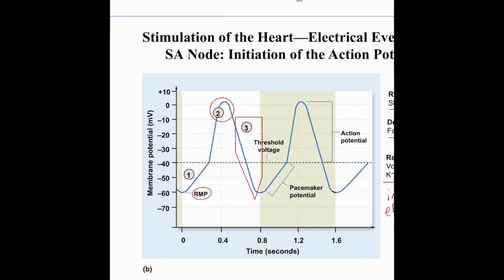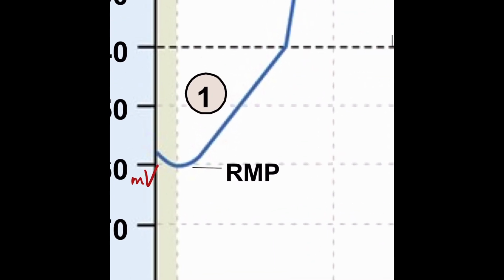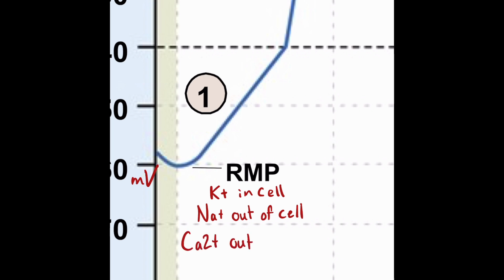And these ions flow in and out during each of these steps. Here at resting membrane potential, we start at negative 60 millivolts. At resting membrane, we know that potassium has a higher concentration in the cell, sodium has a higher concentration out of the cell, and calcium has a higher concentration out of the cell.